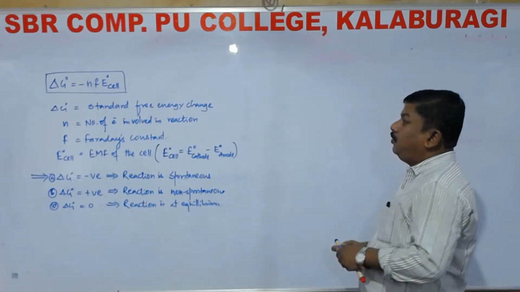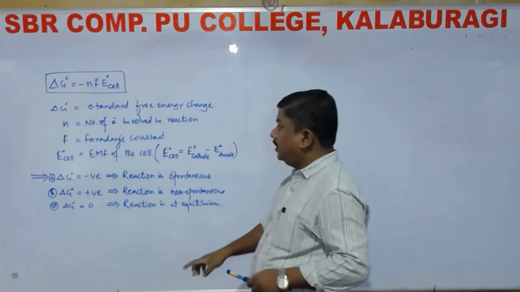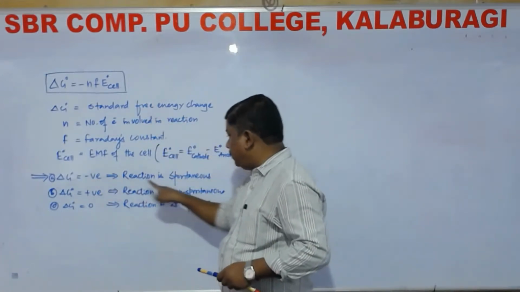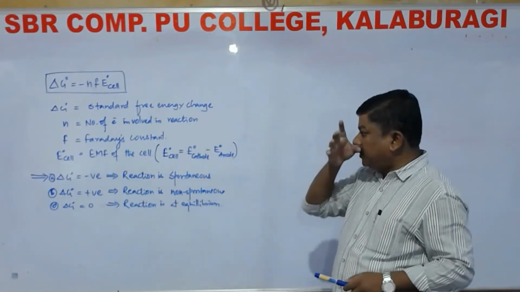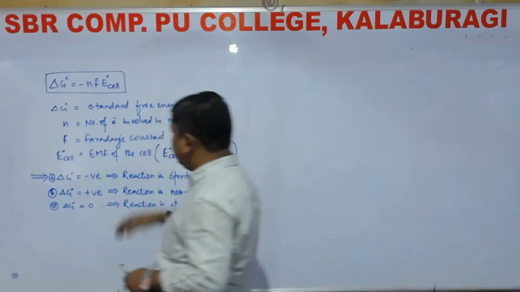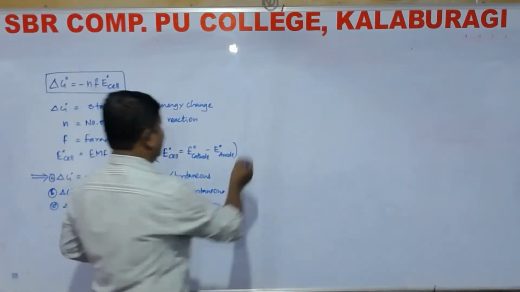Now, how do we identify whether the reaction is feasible or spontaneous? Any negative value of ΔG° makes the reaction spontaneous. There is no need to consider all the different types of values. Any negative value makes the reaction spontaneous.